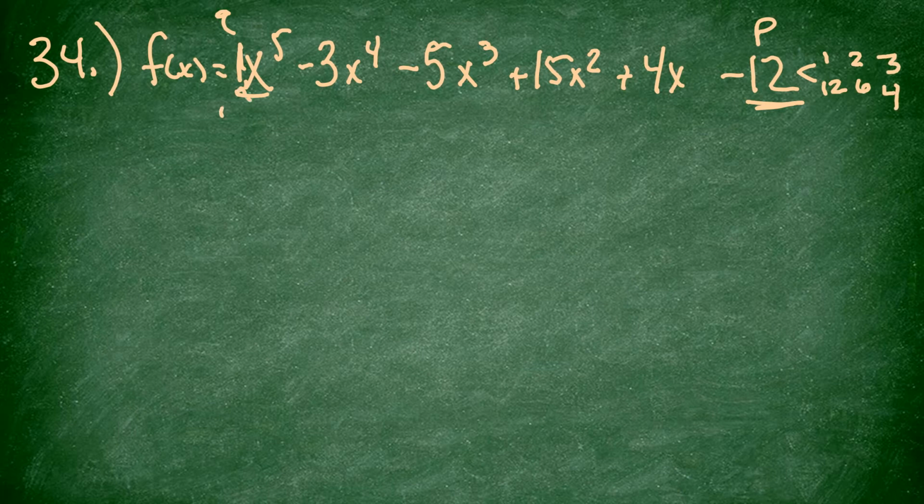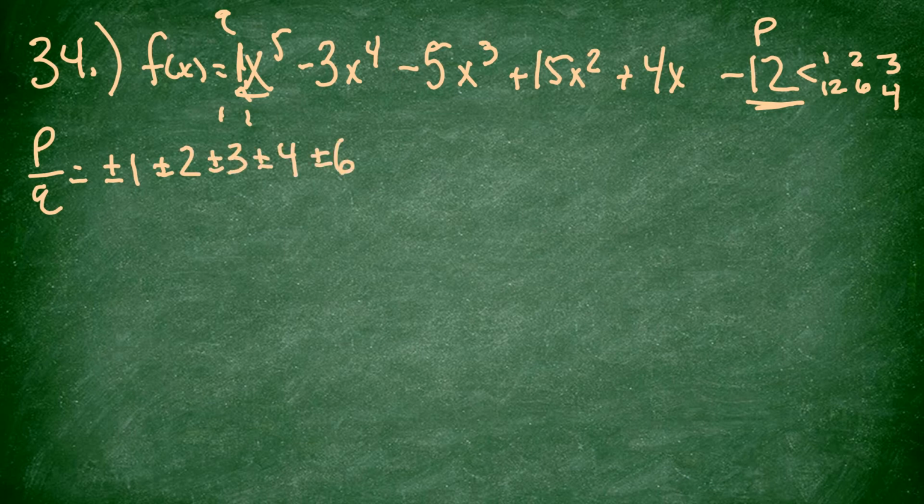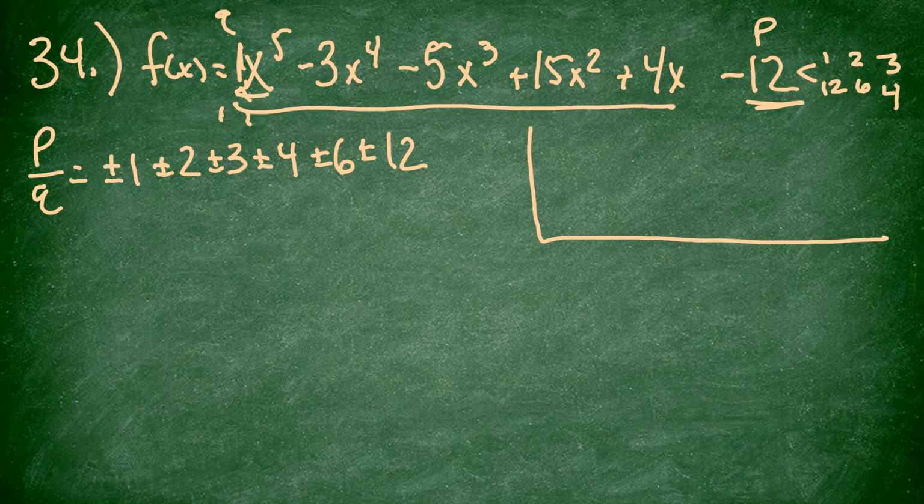How do I get 1? Just 1 and 1. So when I make my p's all over my q's, it's really easy, just plus or minus 1, plus or minus 2, plus or minus 3, plus or minus 4, plus or minus 6, plus or minus 12. And then I make my box. Put all these numbers here on the inside of the box. 1, negative 3, negative 5, 15, 4, and negative 12.